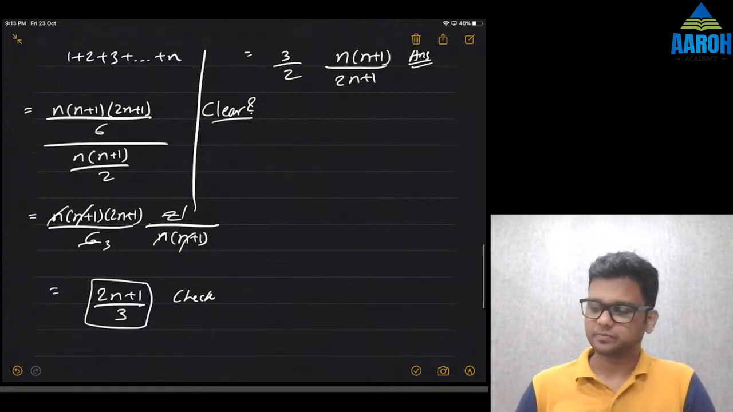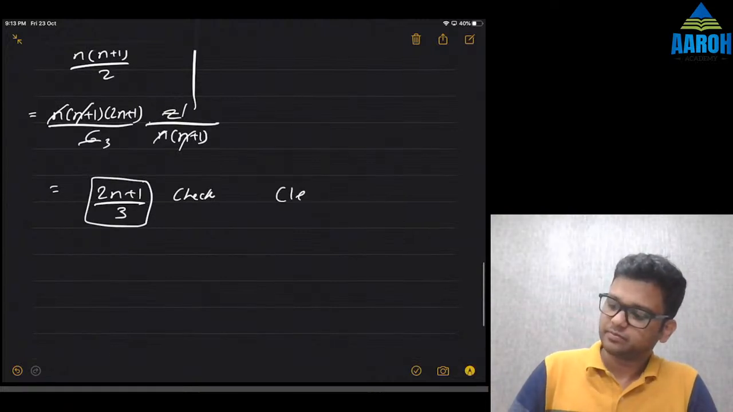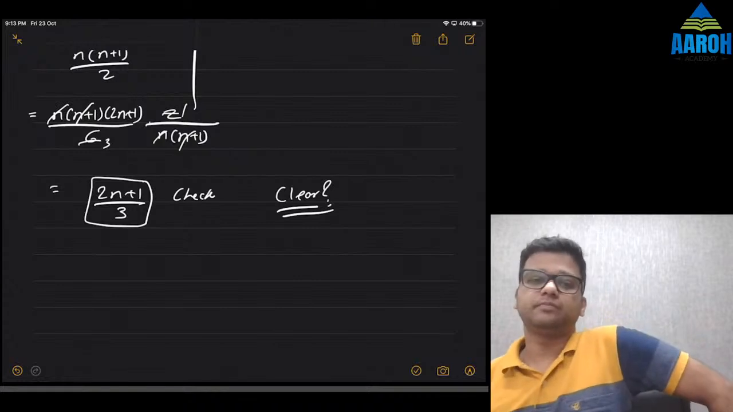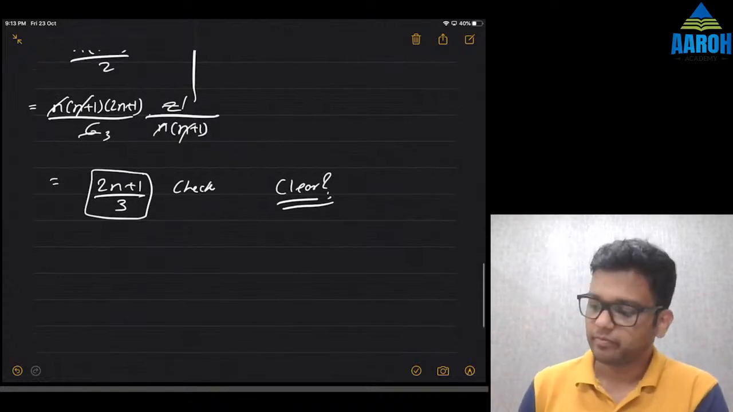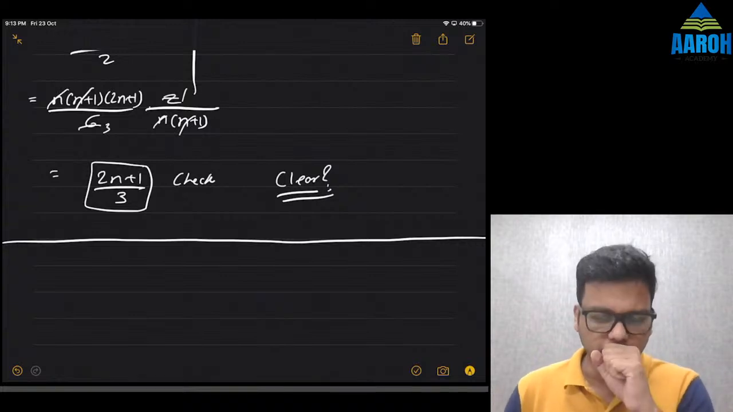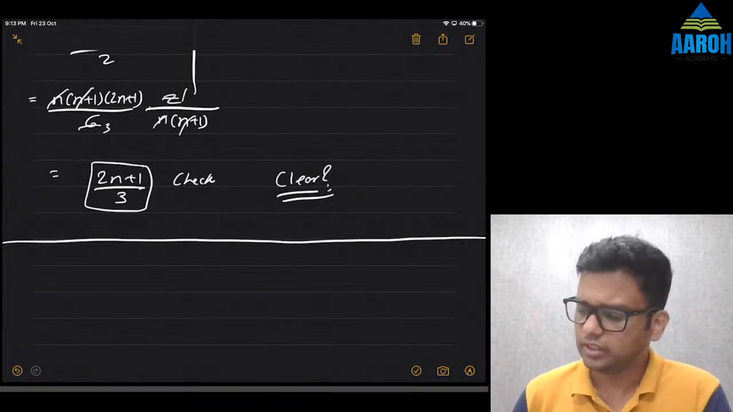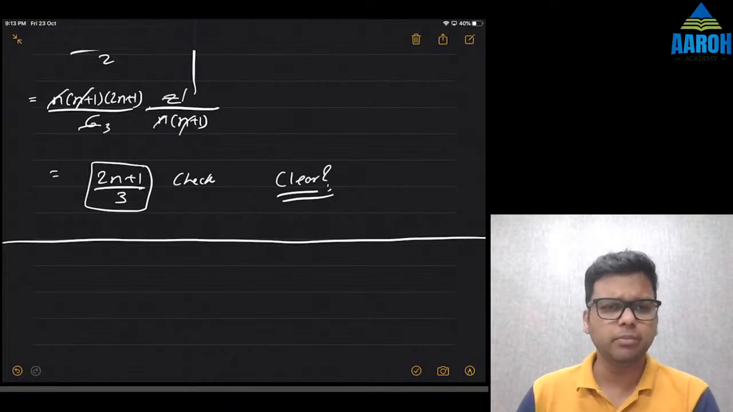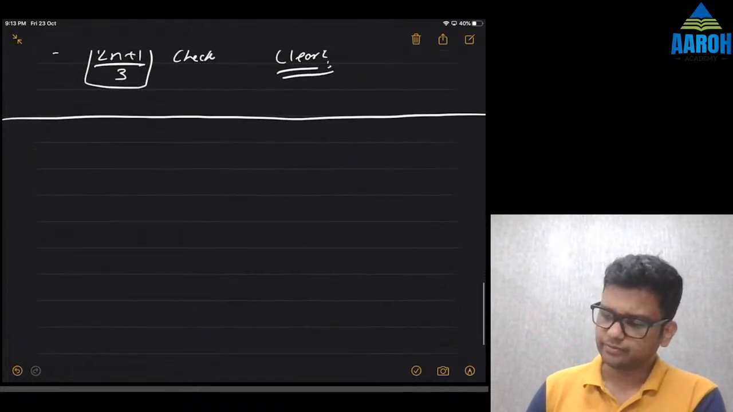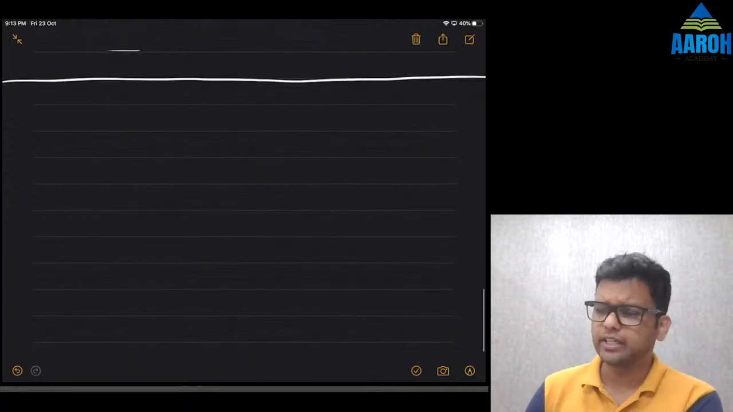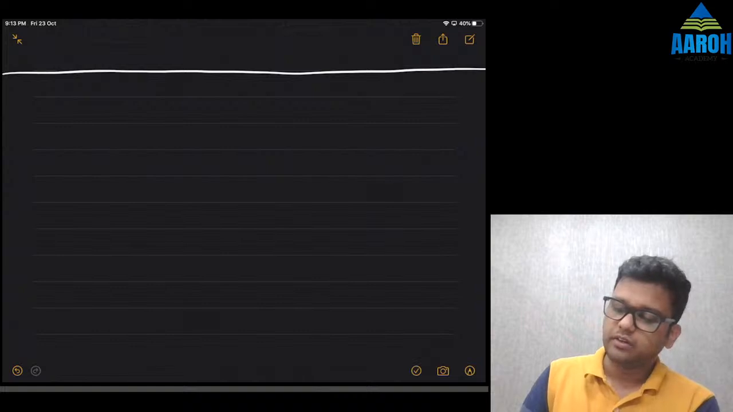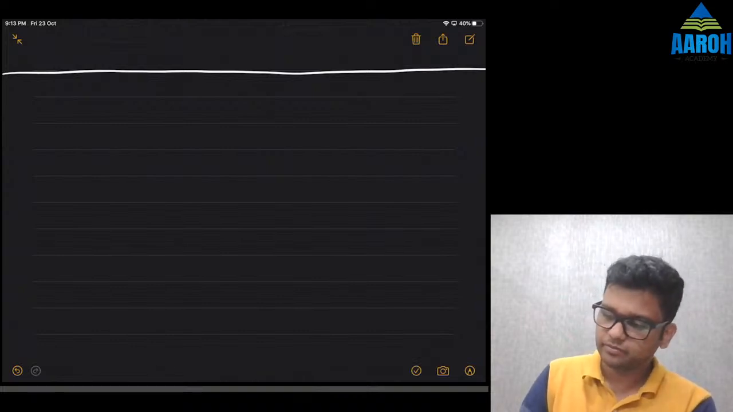Clear? Correct, very good Sanika. 2n plus 1 whole upon 3, that is correct. Okay. If anyone has any doubt, you can let me know. Otherwise, try this one.